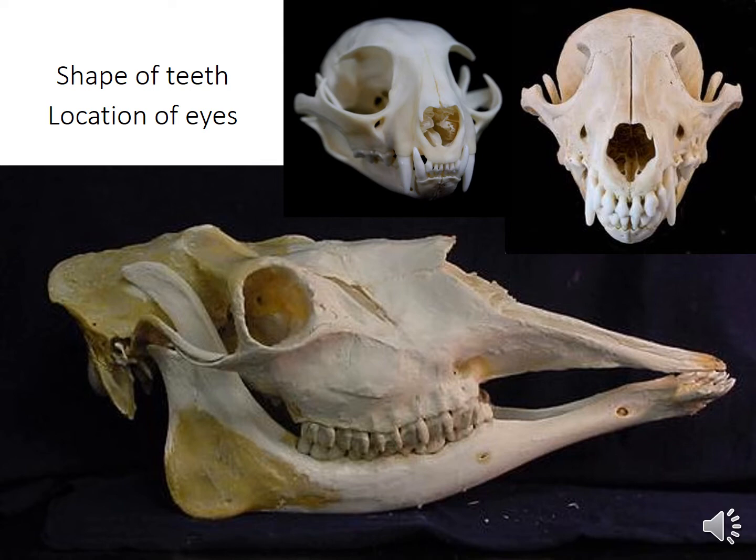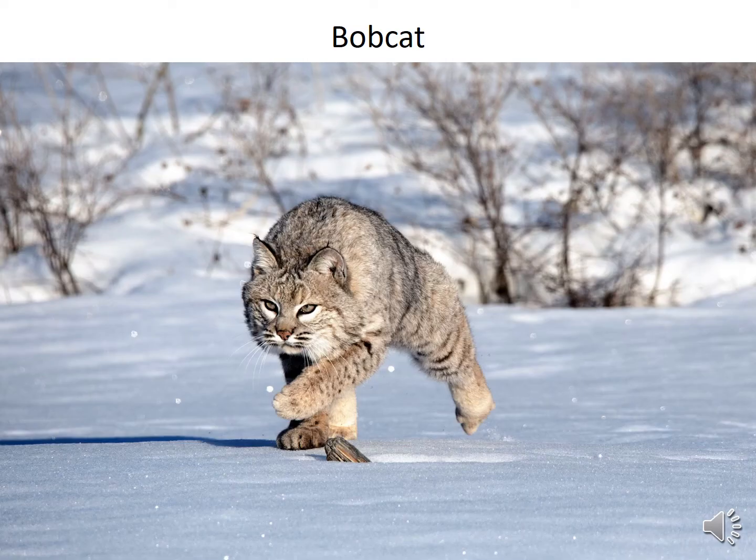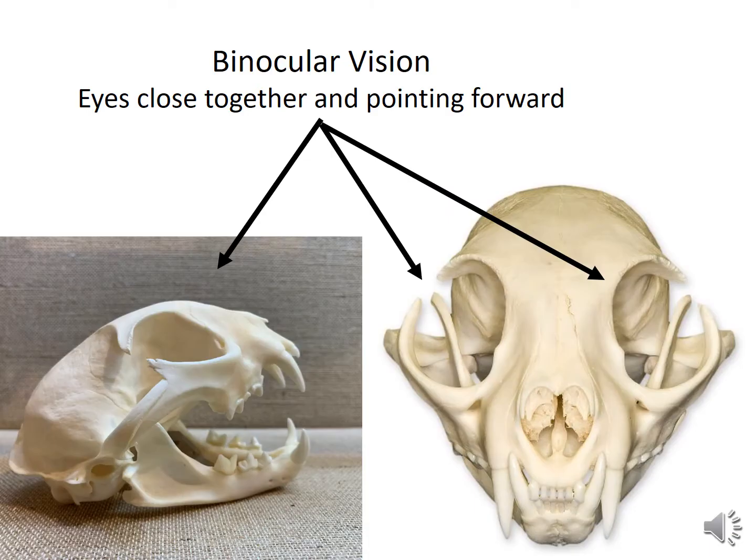By looking at the location of an animal's eyes, you can tell whether the animal is a predator, a hunter, or is hunted as prey. Bobcats are predators, carnivores. The eyes are pointed forward, which allows the animal to focus on its prey as it hunts. A carnivore's eyes are at the front of the head, which results in a smaller field of view, but allows for depth perception needed to catch prey. This is called binocular vision.